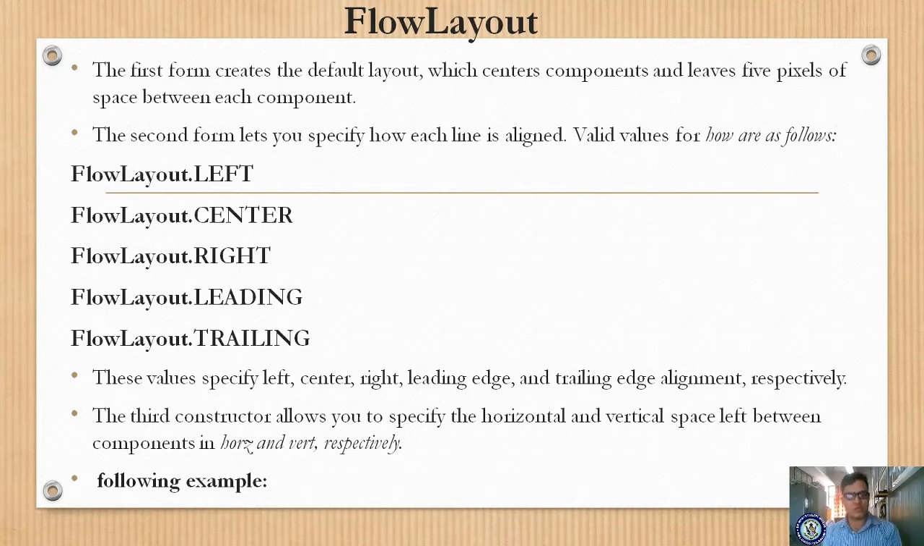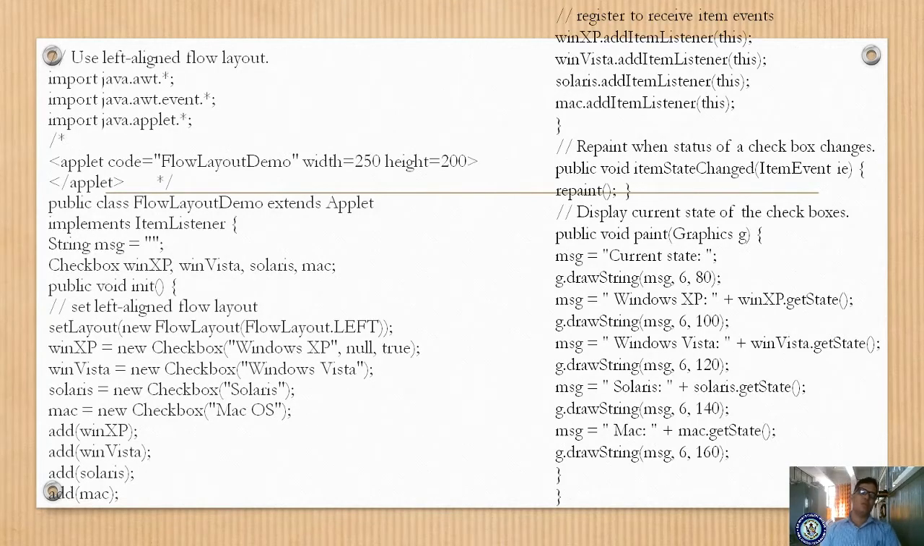The third constructor allows you to specify the horizontal and vertical space left between components, in the horizontal and vertical directions respectively. So to understand this concept better, let us see one simple example.